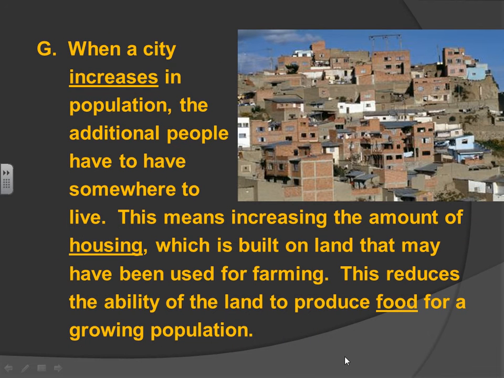When a city increases in population, the additional people have to have somewhere to live. This means increasing the amount of housing, which is built on land that may have been used for farming. So you can see the problem that can develop. You have to have land for farming to produce food for everybody, but then you've also got to have it to use for housing. This reduces the ability of the land to produce food for a growing population.